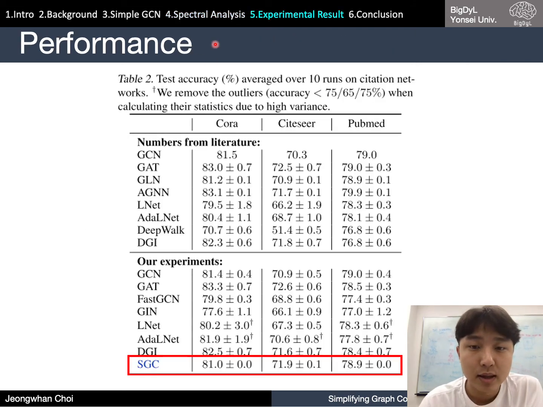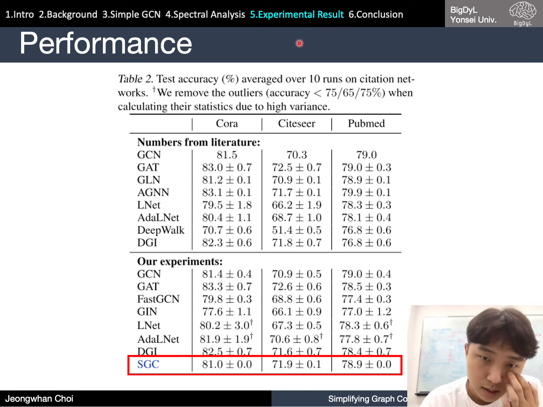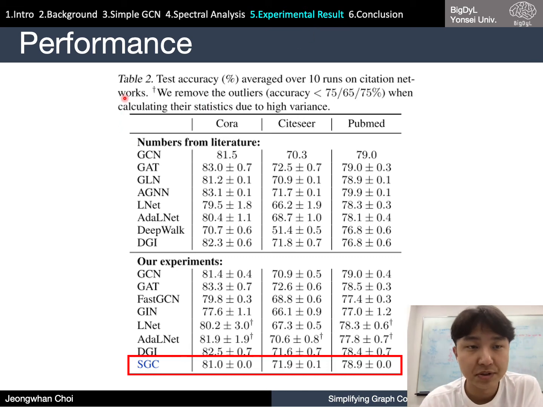And this section is the experimental result. This Table 2 shows the performance of SGC. And this SGC can match the performance of GCN and state-of-the-art graph networks on citation graphs, Cora, CiteSeer, and PubMed. In particular, on CiteSeer, SGC is about 1% better than GCN, and we reason this performance boost is caused by SGC having fewer parameters and therefore suffering less from overfitting.